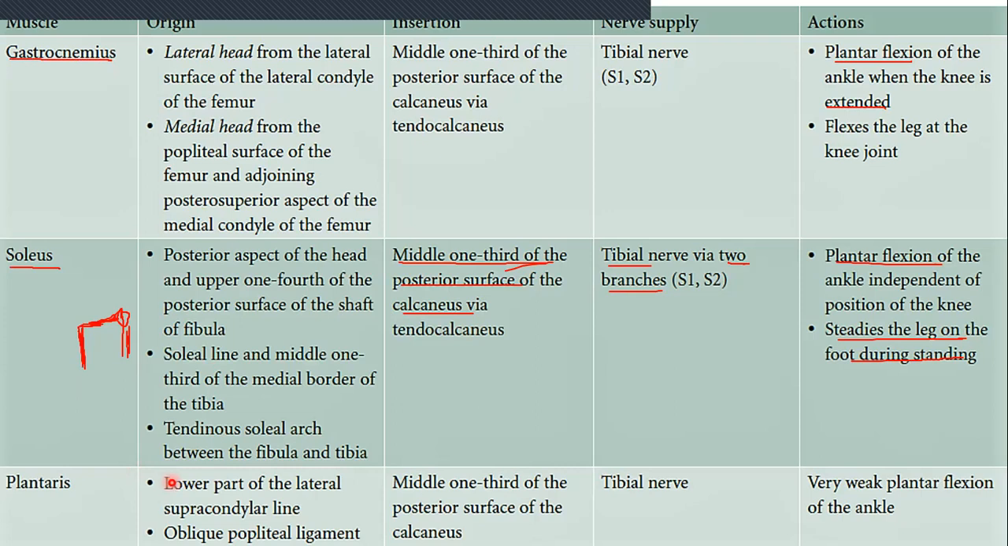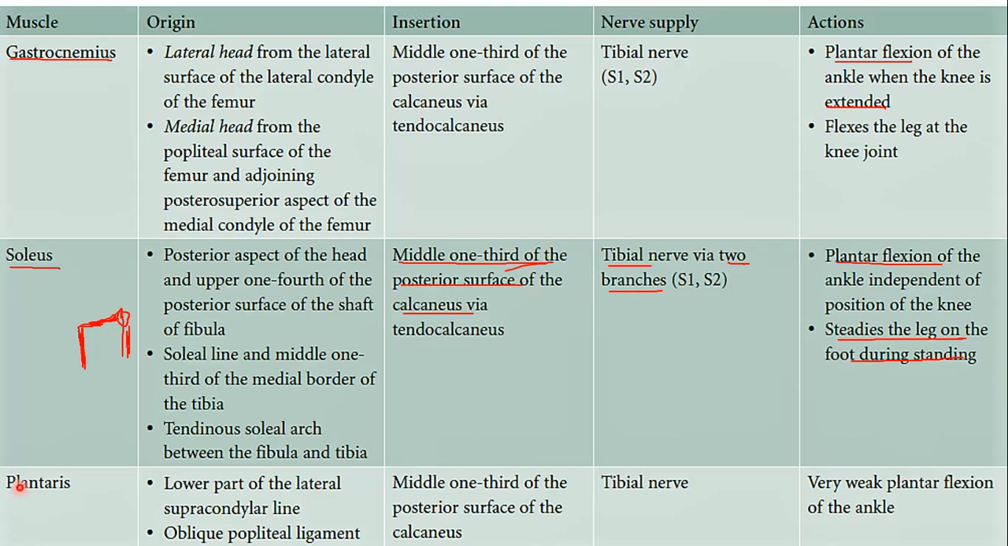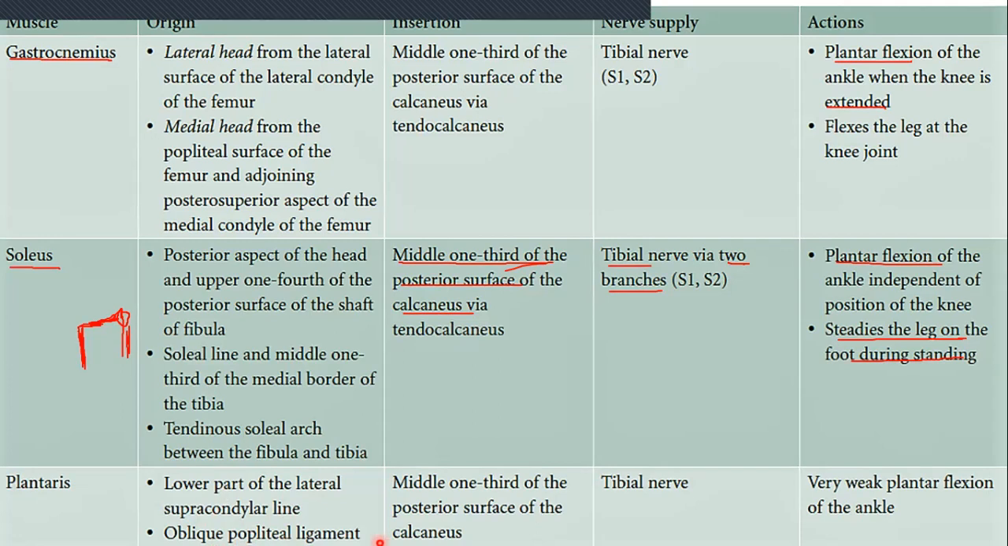Now the plantaris is also known as the freshman's nerve. Why? It has a very long tendon which freshers in medical school usually confuse with a nerve. So it is commonly known as the freshman's nerve, but it is a muscle. It originates from the lower part of the lateral supracondylar line and the oblique popliteal ligament, to be inserted into the middle third of the posterior surface of the calcaneus. Tibial nerve. It is a very weak plantar flexor of the ankle. In fact, up to 10% of people lack this muscle, but its tendon is very useful, especially in tendon grafting. We will look at that later.